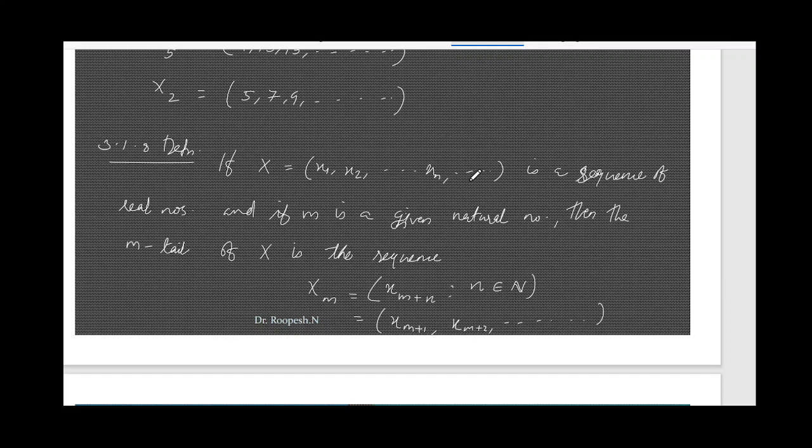If x is a sequence with x1, x2, x3, etc. as the terms, and a natural number m is given, then the m tail of that sequence means you should start from the m plus 1th element of the sequence and form the sequence.